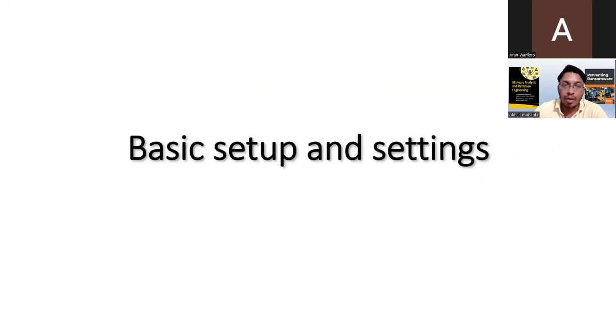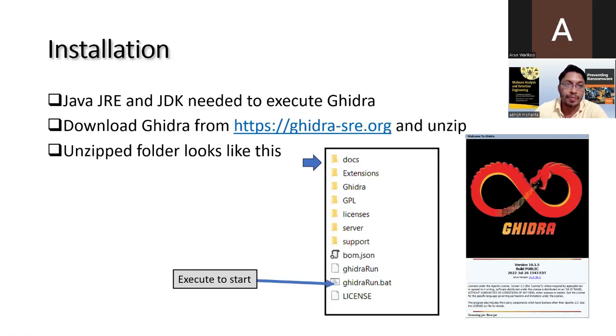So let us talk about some basic setup of Ghidra and some basic settings. For installing Ghidra, you first need to download JRE and JDK and install them. After that, you can download Ghidra from this website and then unzip it. After you extract the zip, you will get a folder somewhat like this. In order to start Ghidra on your Windows machine, you need to execute ghidraRun.bat, which starts a user interface that looks like this. You'll see the Ghidra dragon here.